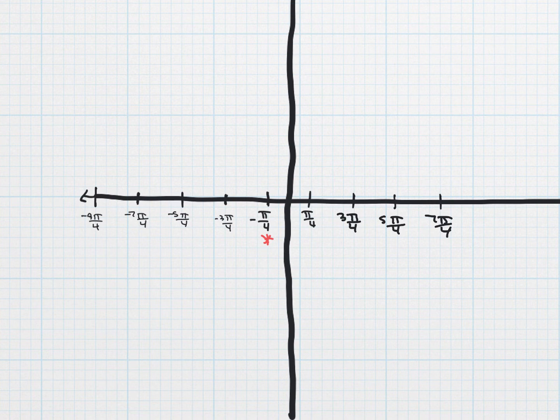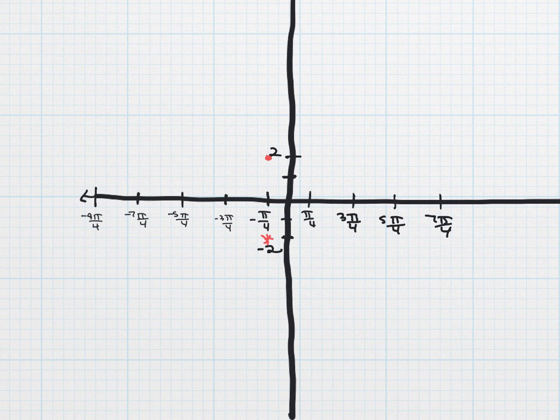So now let's go ahead and add in our amplitude. So my amplitude is 2. So I'm going to say this is 2, and down here is -2. So we're starting at -pi/4. And normally the cosine graph starts on 1. But because this has an amplitude, the cosine graph will always start on the amplitude. So I'm going to start at -pi/4, 2. So up here is my first point.